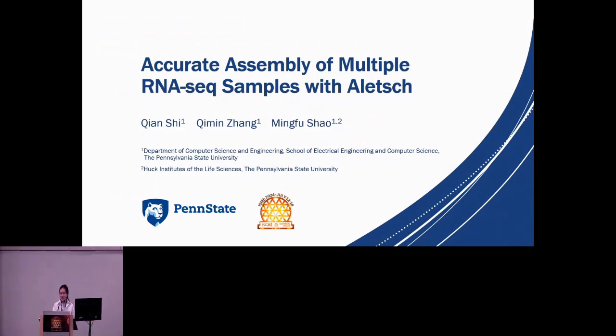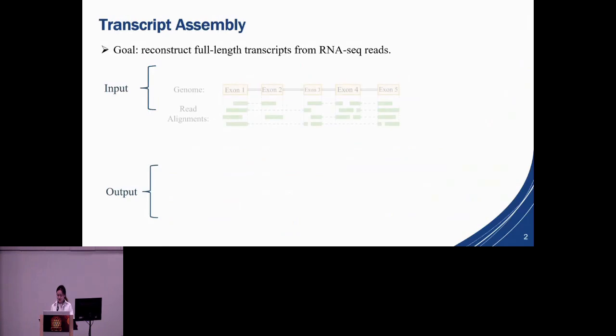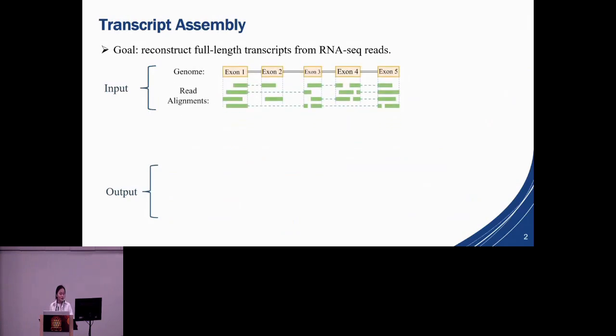I appreciate the chance to share our work today on accurate assembly of multiple RNA-seq samples with Aletsch. Transcript assembly is the process of reconstructing full-length transcripts from RNA-seq reads to study gene-level or isoform-level expression. For reference-based transcript assembly, we start with read alignments.